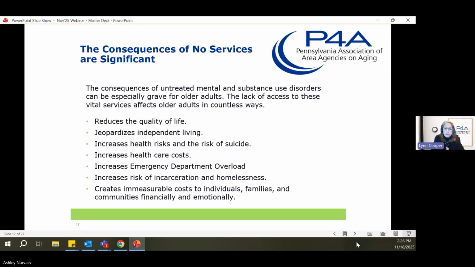The other big issue is the risk of suicide is increased, and especially for older men, 65 plus. And generally, if alcohol is involved or an untreated mental illness, of course, we're going to see an increased risk of suicide. Crazy amount of healthcare costs.